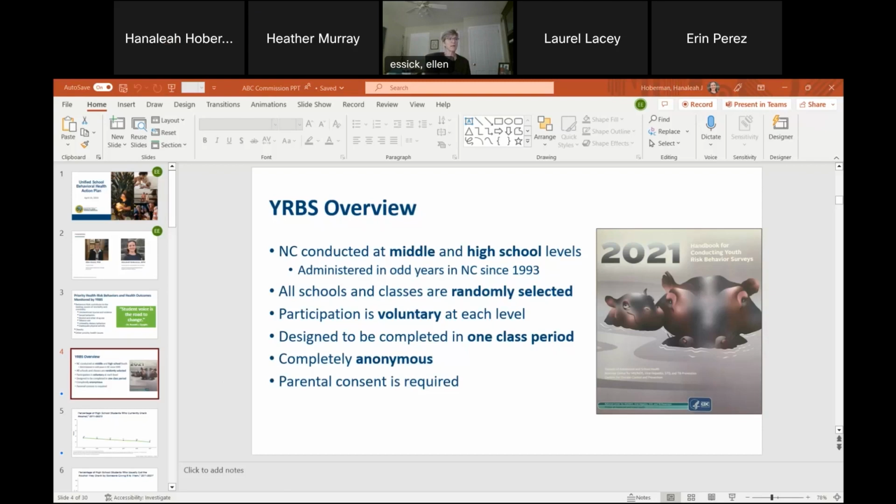All schools and classes that participate in the Youth Risk Behavior Survey are randomly selected. So no one knows who's going to be selected until the selection process occurs. Participation is voluntary at each level. That means both at the district level, the school level, and the individual student level. So a student could choose not to participate.